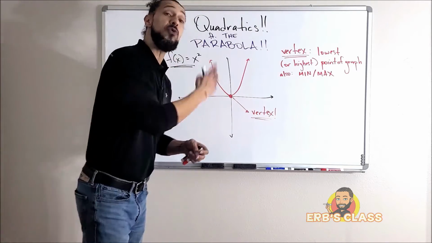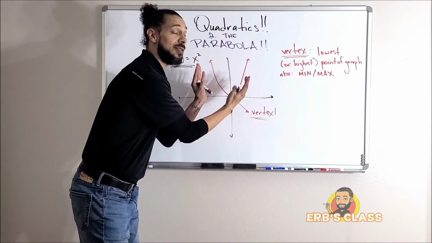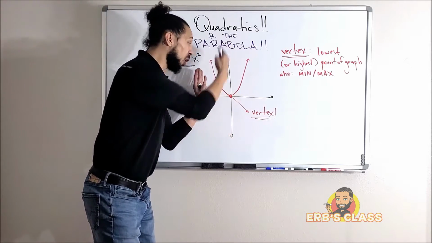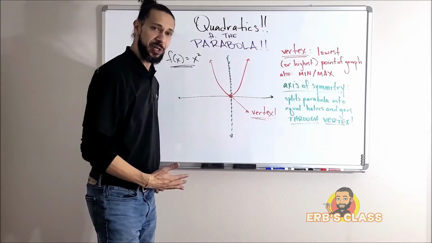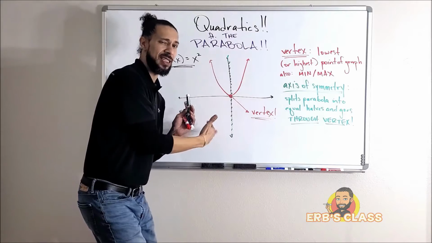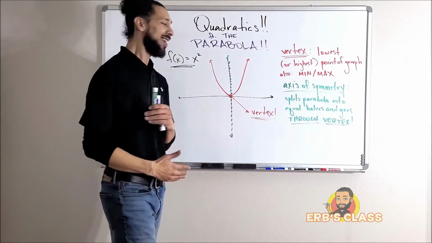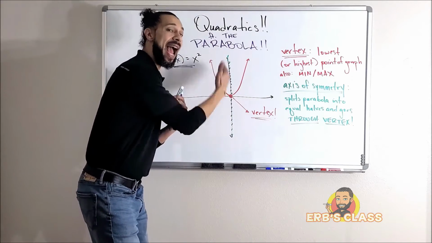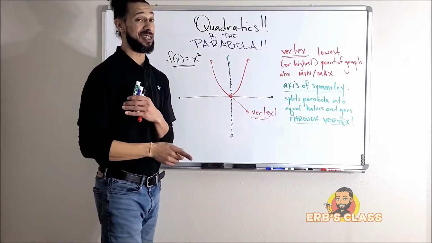Now through that vertex, notice also that this parabola is symmetric. So through this vertex there goes the axis of symmetry. It's kind of like a line of symmetry. If I folded this parabola on this axis of symmetry, I would fold it into two equal halves. Now there's an equation for this axis of symmetry, but remember this axis always goes through the vertex. We'll talk about that equation in a few minutes.